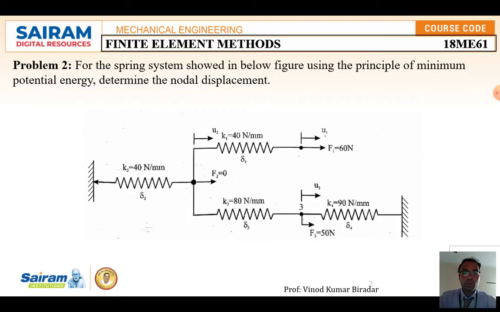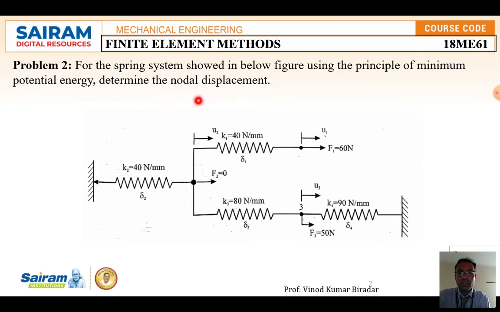So what do you mean by minimum potential energy? The potential is a combination of what? That is the sum of strain energy plus work potential. First we are going to derive the potential energy function equation, then apply the boundary conditions, and differentiate with respect to the unknowns. We are going to get the equations. If we solve them, we get the unknown displacements, that is the nodal displacement solution.